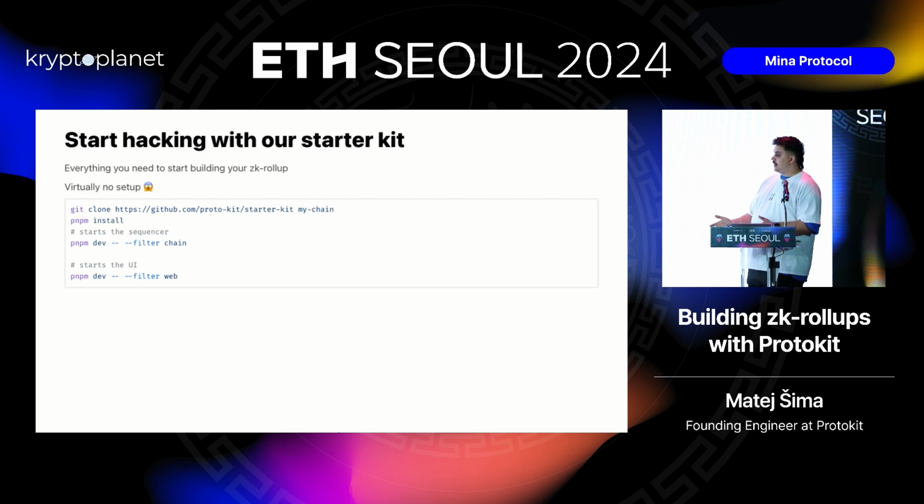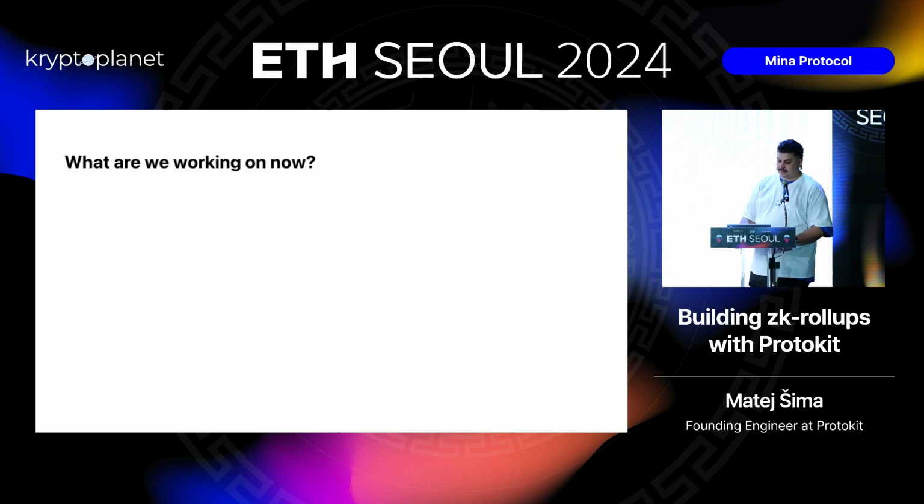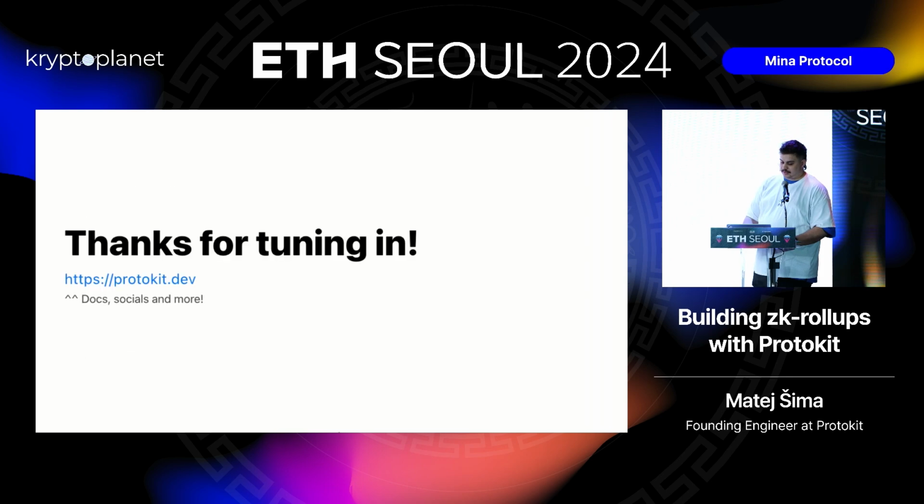All you have to do if you want to compete for the Mina bounties at this hackathon is get started with the starter kit. You have to clone the repo, install the dependencies, start the sequencer, start the example UI, and start hacking away on your own logic. This is what you get out of the box: a sample UI that connects to the wallet, produces blocks, and lets you interact with the local faucet. This is not that important.